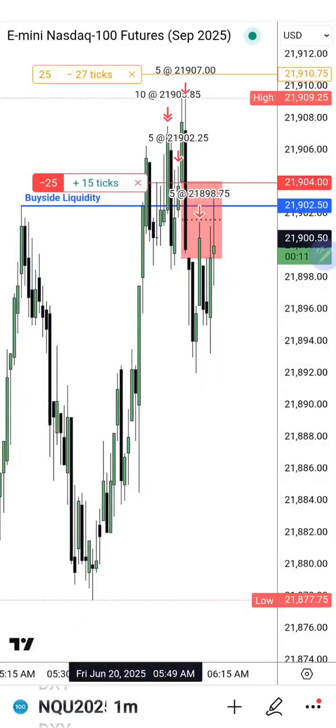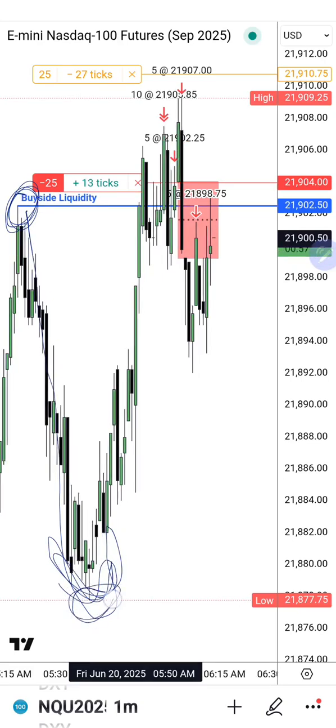All right, so you can see we are in a short. We had a short-term high here. They dropped away from it, creating that low. That's the next draw on liquidity right down here at 21,877.75.